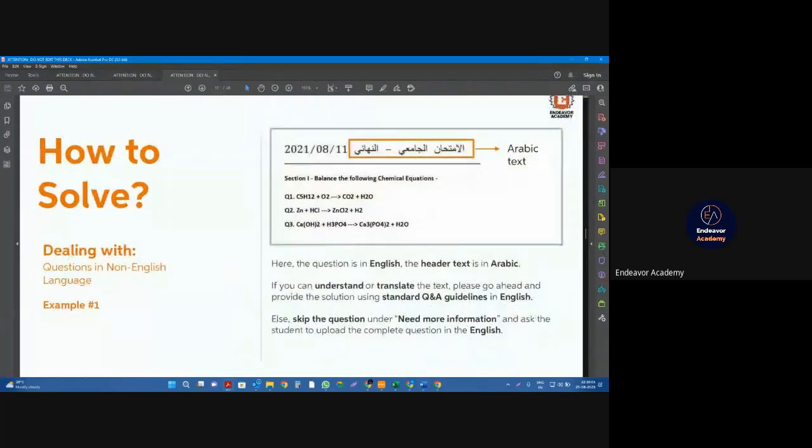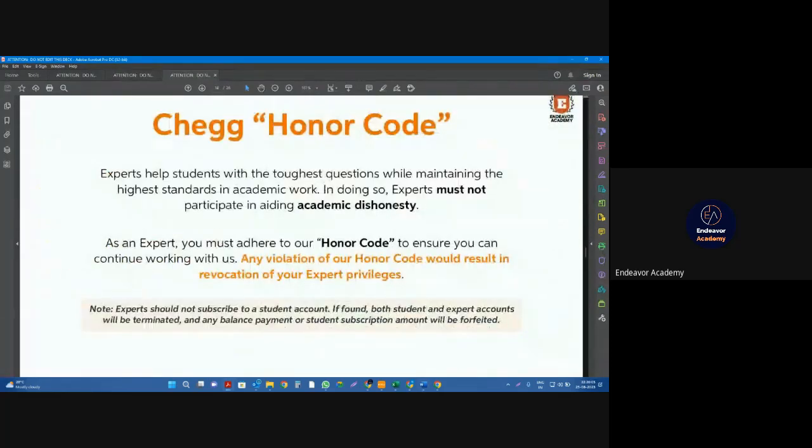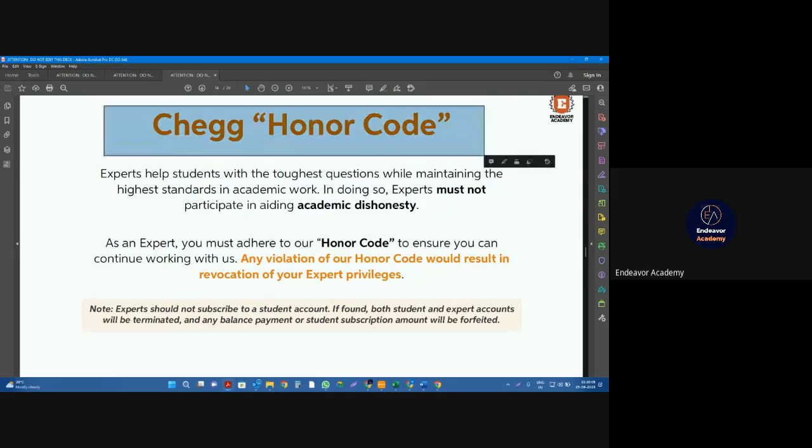So this thing we have covered, and how to skip the question we already covered. Now the check honor code policy. So what is the honor code policy of Chegg? Chegg is the Chegg portal. Why was this portal developed? First of all, this portal is developed for helping the students to improve their grades.